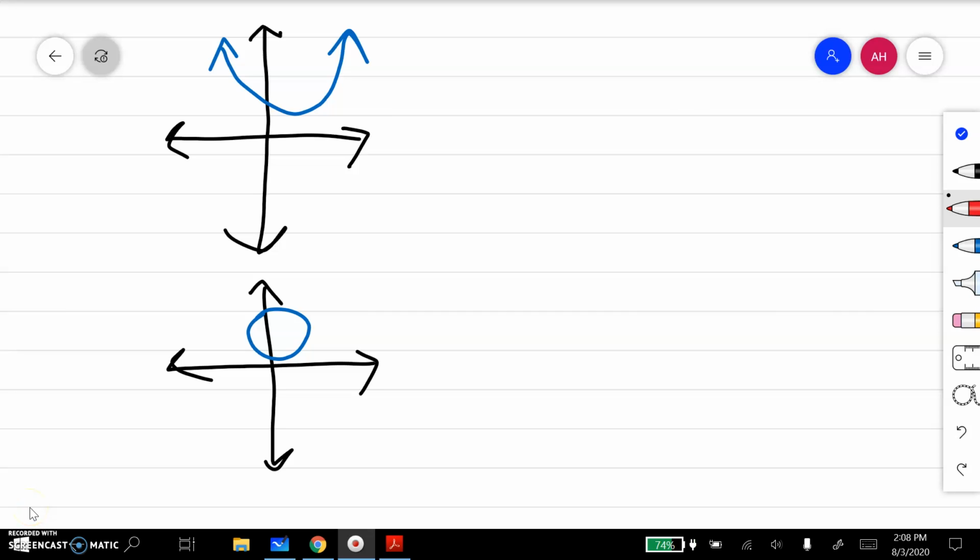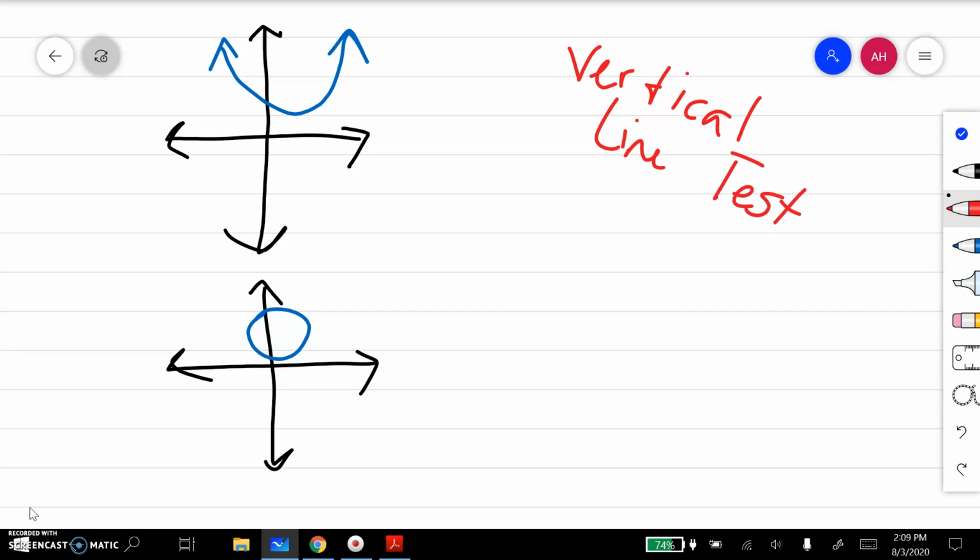Okay, guys, I had a couple questions about figuring out whether or not a graph is a function. So this is actually very simple. Let's look at these two different graphs, and we're going to use what's called the vertical line test. All we need to do to figure out if a graph is a function is use the vertical line test.